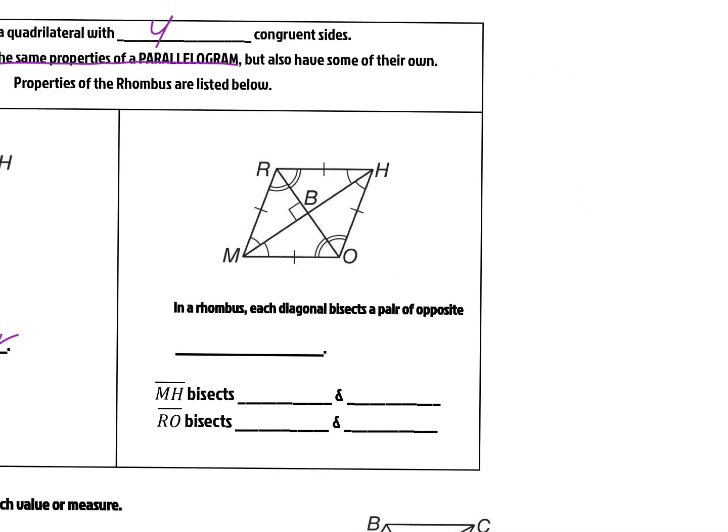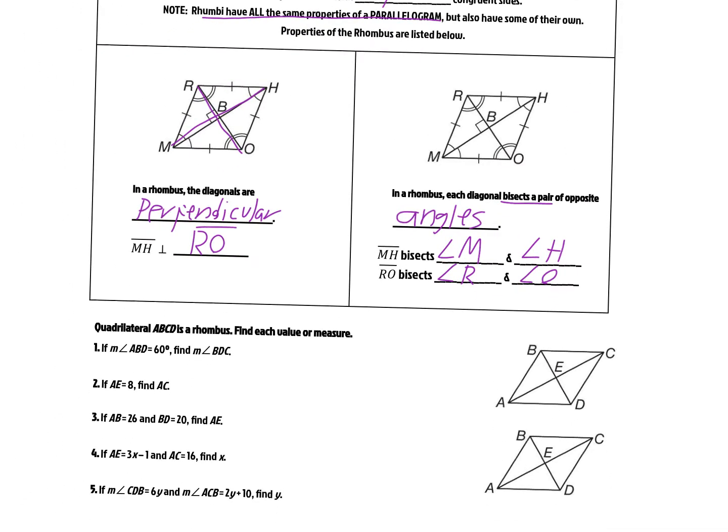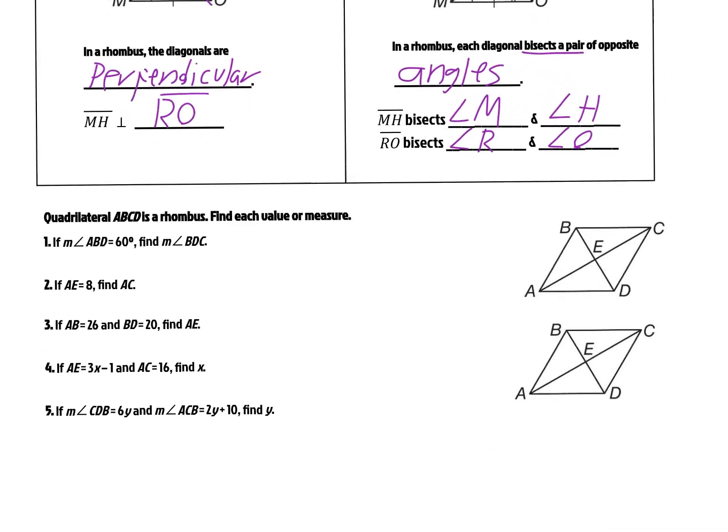Additionally, in a rhombus, diagonals will bisect a pair of opposite angles. Segment MH bisects angle M and angle H, while segment RO bisects angle R and angle O. All right, now let's apply these properties to solve our questions.